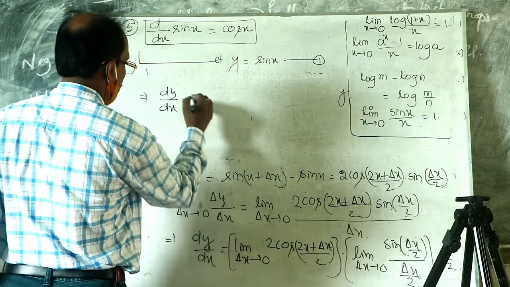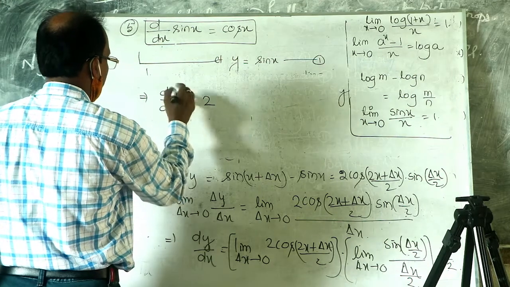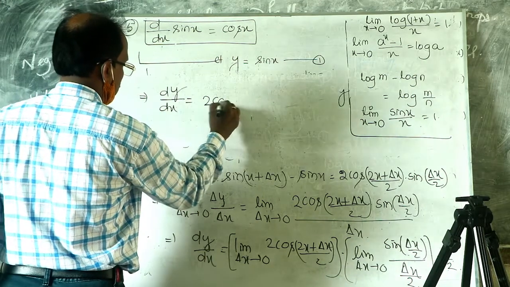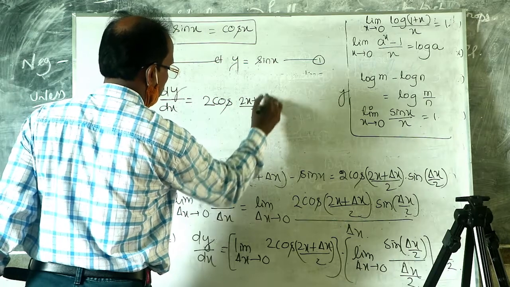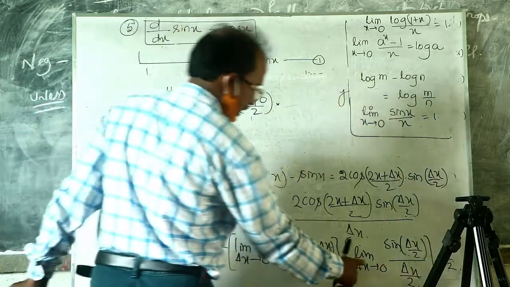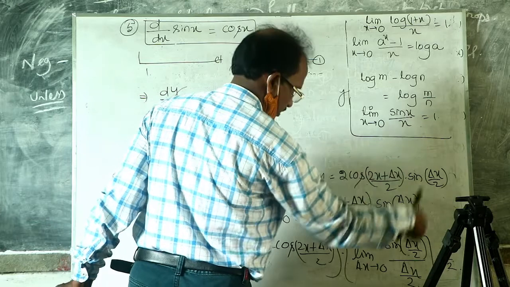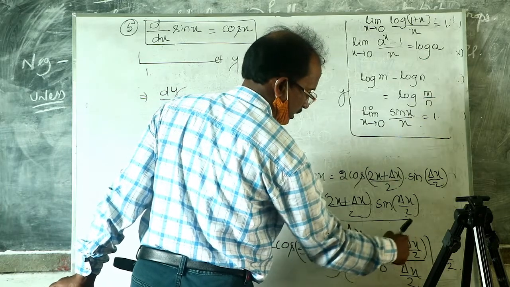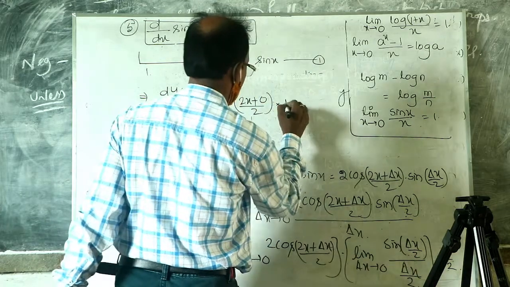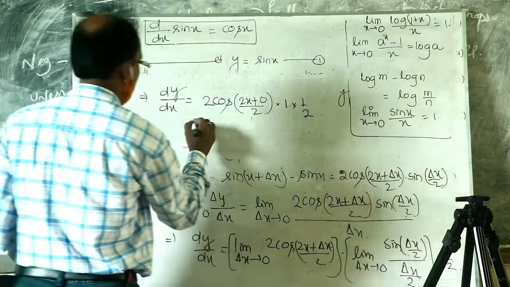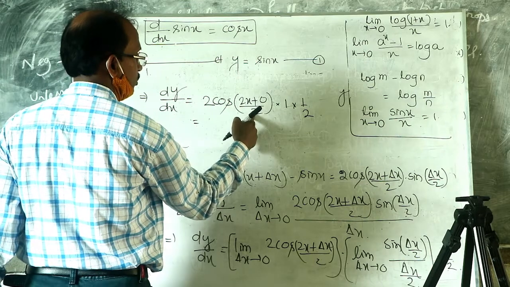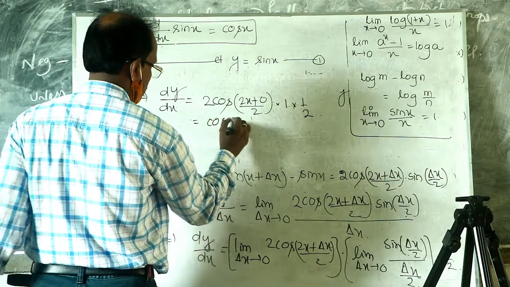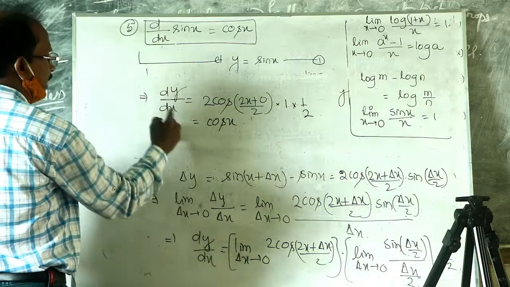Now this implies dy by dx is equal to 2 cos (2x plus 0) by 2 into, since there is a formula limit x tends to 0 sin x by x is 1, so limit delta x tends to 0 sin (delta x by 2) by (delta x by 2) is equal to 1, into half is equal to how much? The 2 and the half cancel, 2x by 2 also cancel, which is equal to cos x, and dy by dx is equal to cos x.